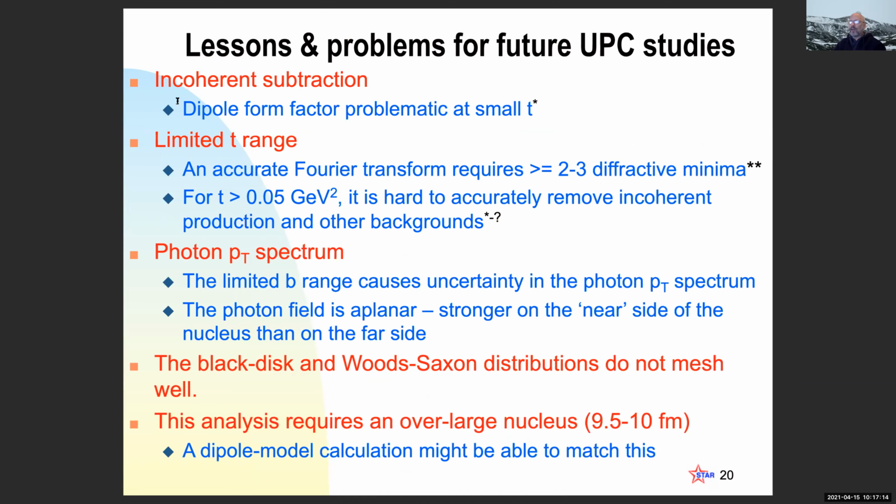A bunch of problems. I've mentioned there's this problem of incoherent subtraction, and the dipole form factor is problematic at small t, limited t range. The photon PT spectrum is not quite right. There's the limited B range. There's also an issue that the photon field is aplanar. It's stronger on the near side of the nucleus than the far side of the nucleus. You can also wonder, the black disk and the Woods-Saxon distributions do not match very well. It might be possible to match this in a dipole calculation that didn't just look at these two extremes, though.